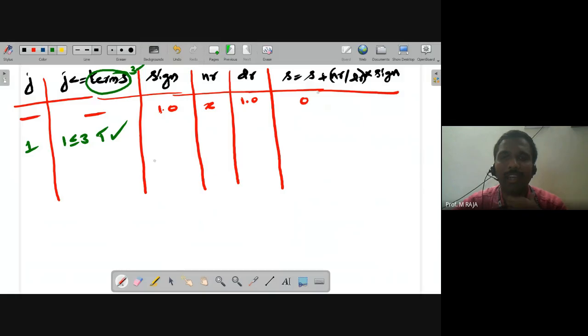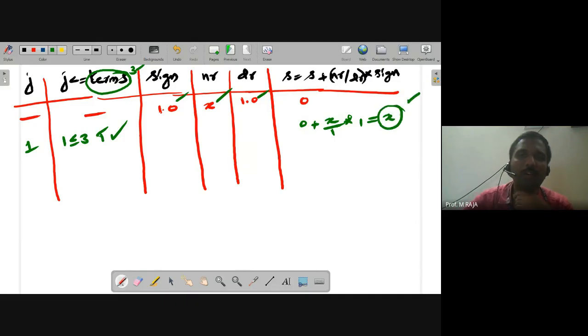I write s is equal to. Left hand side is the variable s. So current s is 0 plus numerator by denominator. The current numerator is x, denominator is 1, then into sine, which is 1. So 0 plus x by 1 into 1, that is x. First term. This is updated in the variable s.